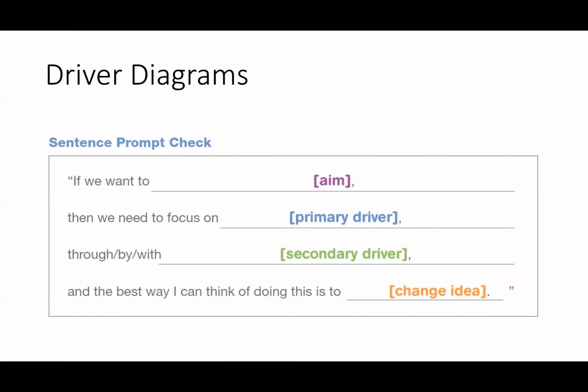It's a really good idea once you have a draft, even a very rough draft of your driver diagram, to put some of it into a sentence. So you won't put the entire image into this. You would be writing almost a dissertation in itself. But you would take one change idea, one secondary driver, one primary driver, and see how it links to the aim. So if you can fill in the sentence based on your driver diagram, you are probably on a good track.